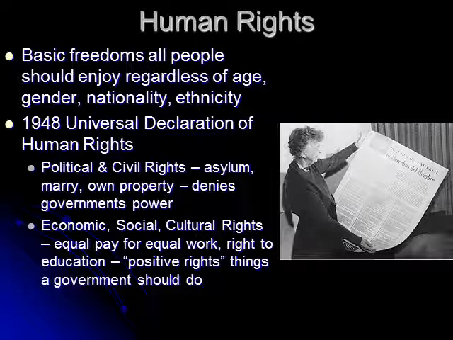The right to marry, the right to own property, and these are denials of government power, the things the government shouldn't be able to stop you from doing. And then there are economic, social, and cultural rights. Equal pay for equal work, the right to an education. These are positive rights, things the government should do for you, is the argument.